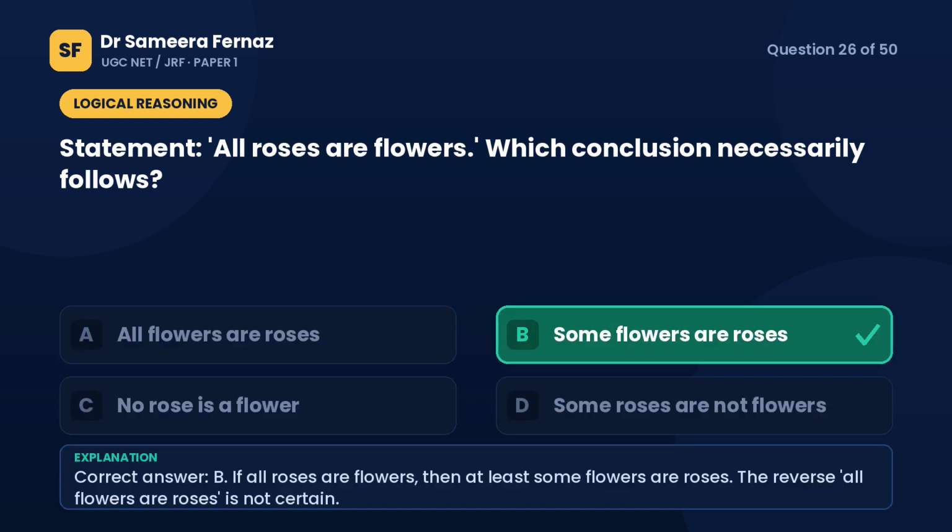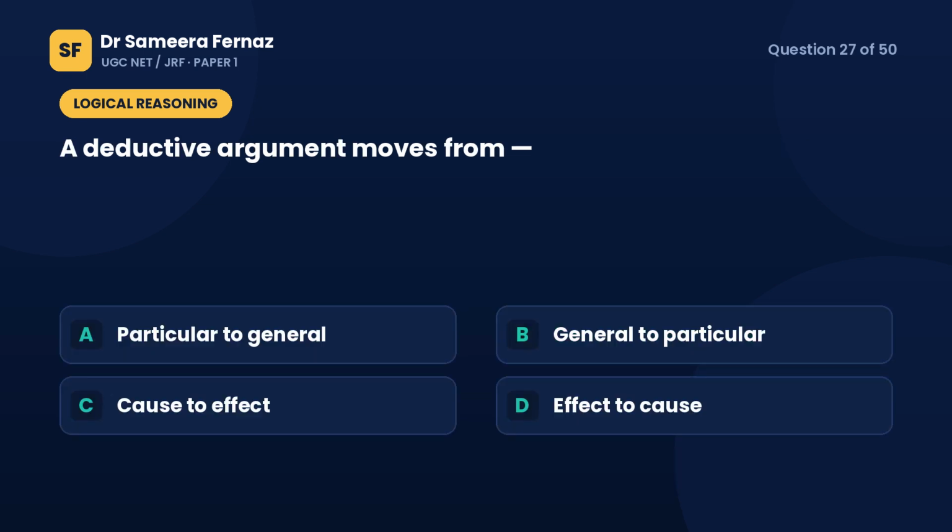Now question number 25, Mathematical reasoning. Make this simple. The ratio 4 to 6, so the answer is option A, 2 to 3.